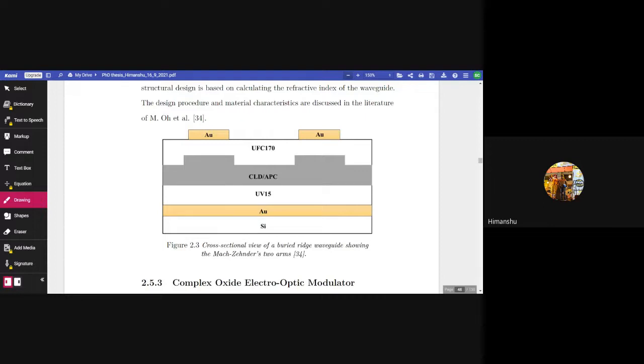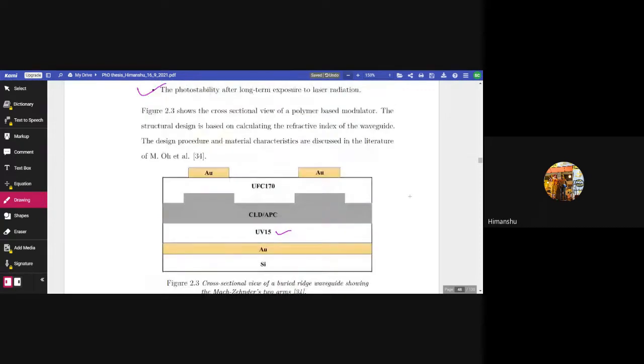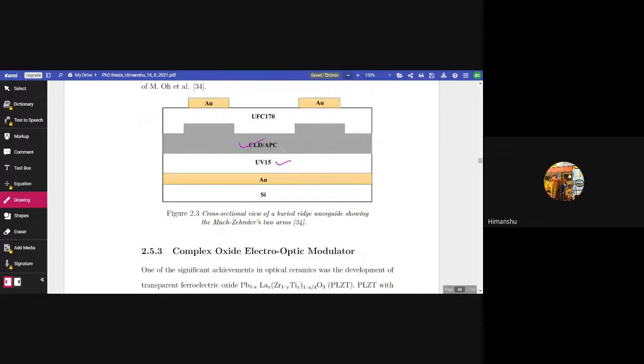Here, in figure 2.3, UFC 170 and UV15 are curable epoxy layers, or you can say they are the claddings, manufactured by Masterbond Corporation. And this CLD/APC is the polymer, that is amorphous polycarbonate. So here the polymer is sandwiched between two cladding layers, that is UFC 170 and UV15, and then the light is allowed to pass through from one side to the other, and they are calculating the refractive index. In detail, if we want to go through, then we have to go through reference 34. Here just the diagram or figure is shown.